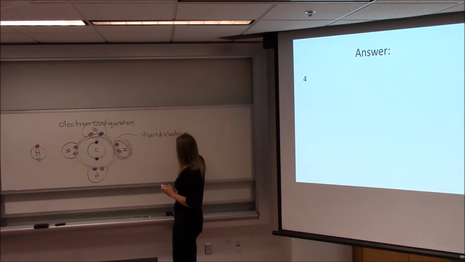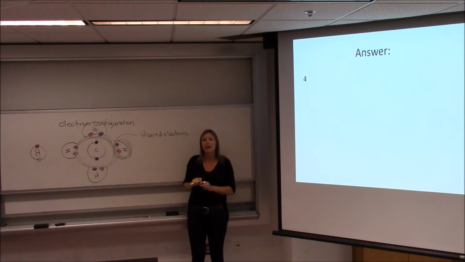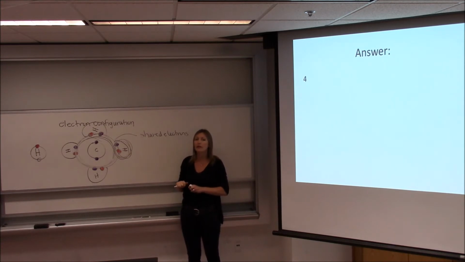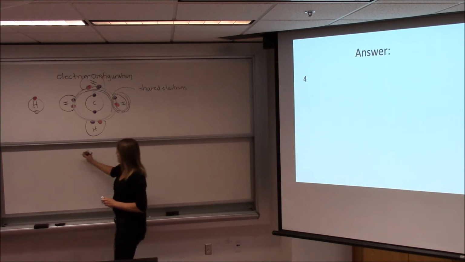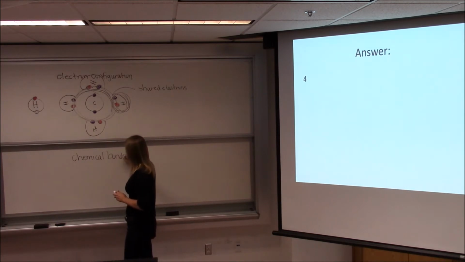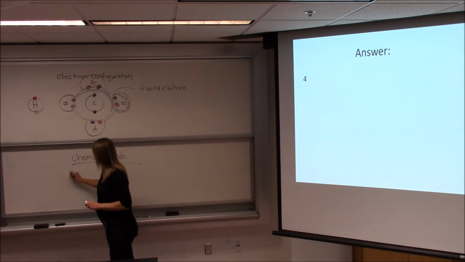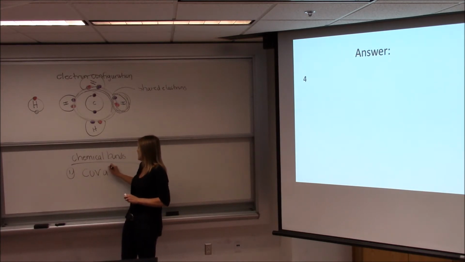And when two atoms share a pair of electrons, that is a chemical bond. And it is a very important, very strong chemical bond called a covalent bond. So we're going to start talking about chemical bonds. This is how molecules form. The first category of chemical bonds we're going to look at involves sharing electrons, and it's called a covalent bond.